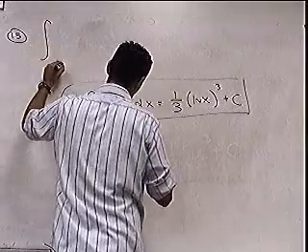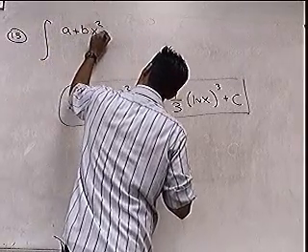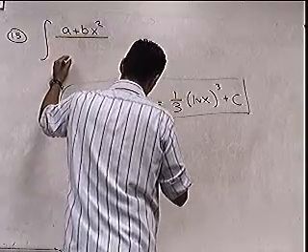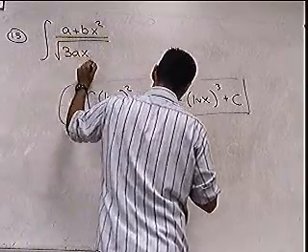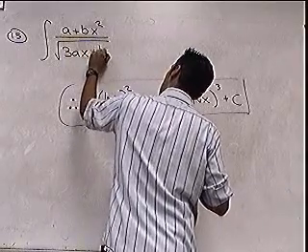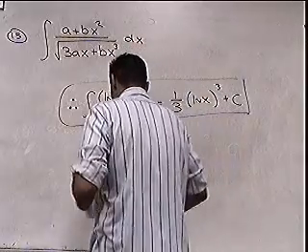Integral a plus bx squared over square root 3ax plus bx cubed dx. And I'll share something.